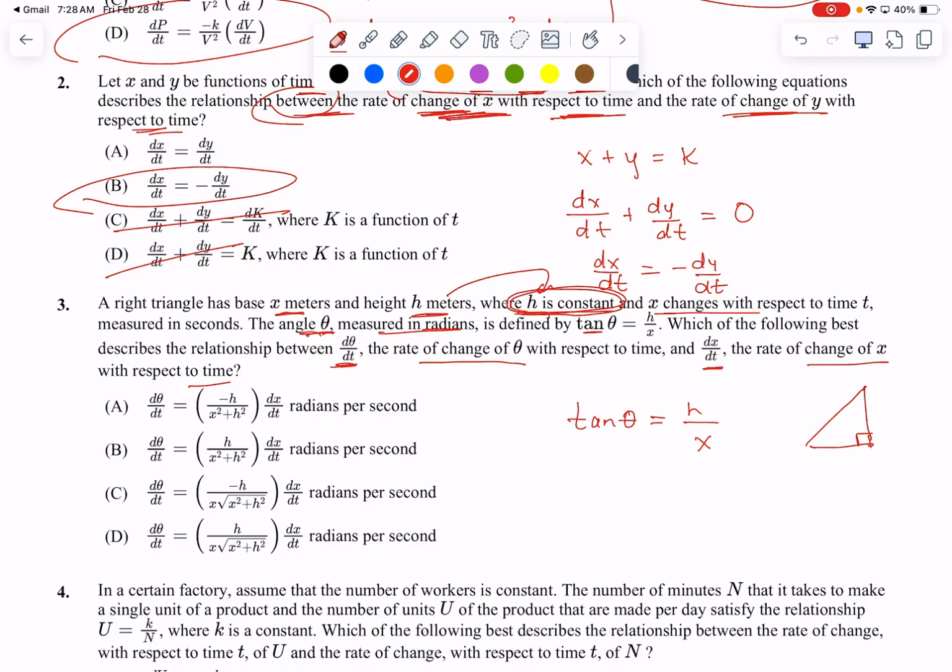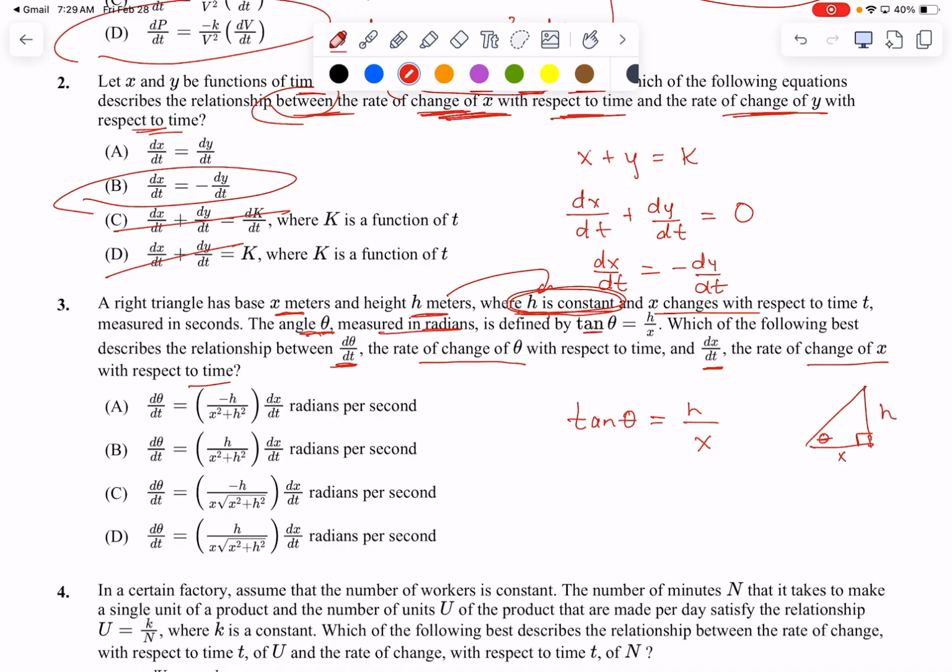All right, so we have an angle theta measured in what? Radians. We have the height of the triangle, which is held what? Constant. So that's never going to change. So we're actually going to be able to take the derivative. When we get to the derivative of h, what's the derivative of h going to be? 0, okay, because it's held constant. All right, we got x that changes, so we're going to have a dx dt and a d theta dt.